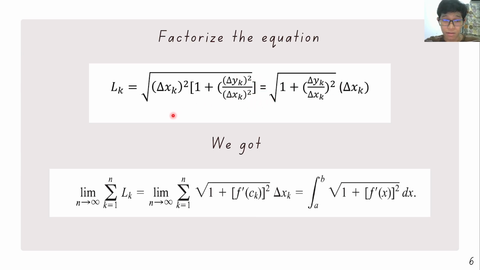After that, we take the limit as n approaches infinity of the sum of Lk. We can obtain the formula: the integral from a to b of the square root of 1 plus f prime of x squared dx.